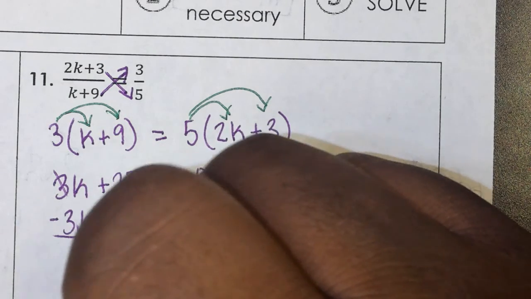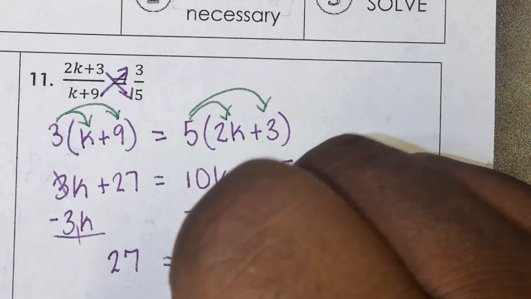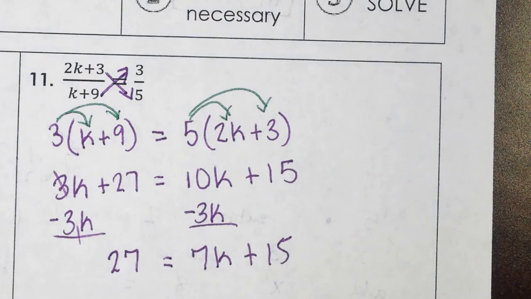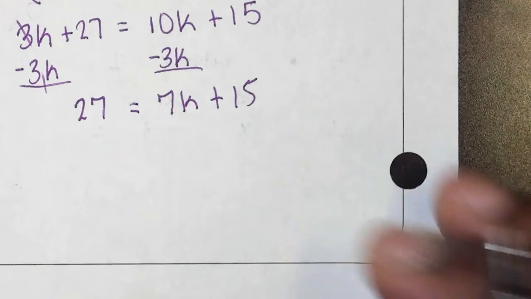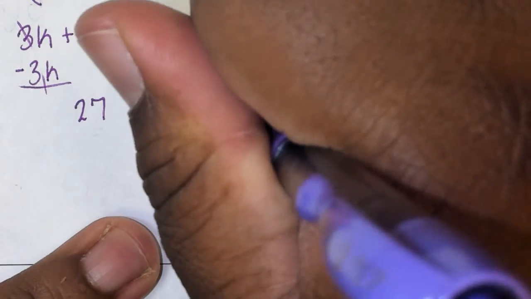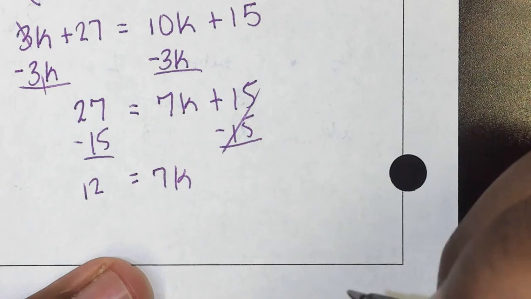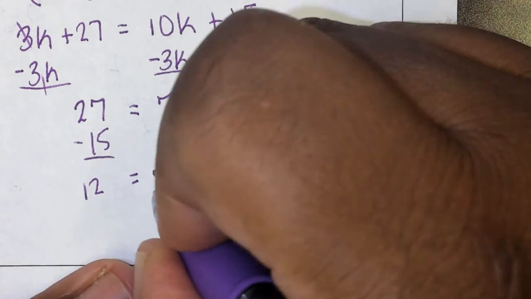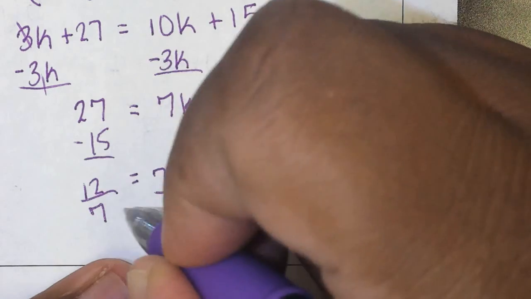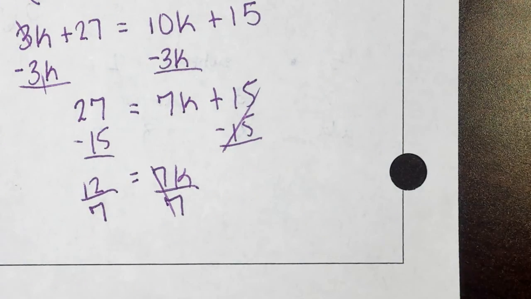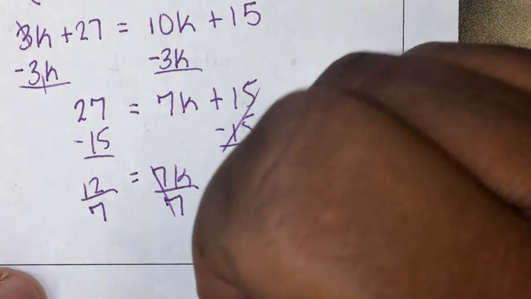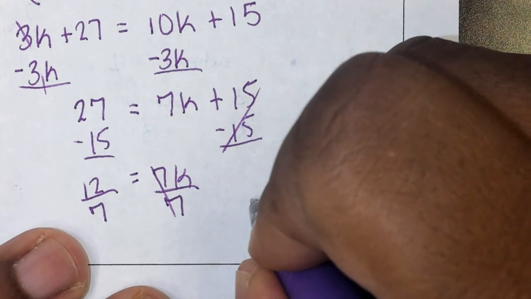plus 27 equals 7k plus 15. And after that, two-step. That's 12 equals 7k. And then from there, divide by 7, divide by 7. 12 over 7. It's going to give you a decimal, but don't write a decimal down. Keep it in that form.